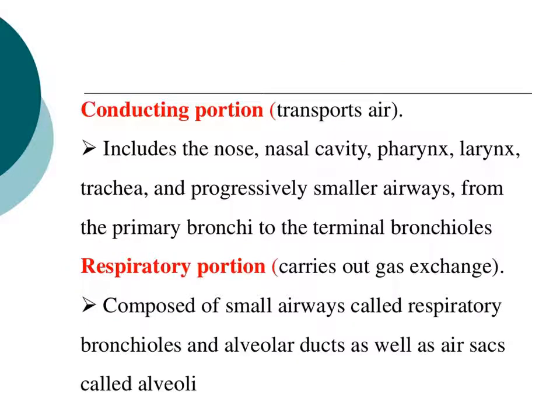The conducting portion includes the nose, nasal cavity, pharynx, larynx, trachea, and progressively smaller airways from the primary bronchi to the terminal bronchioles. The respiratory portion carries out gas exchange and is composed of small airways called respiratory bronchioles and alveolar ducts, as well as air sacs called alveoli.